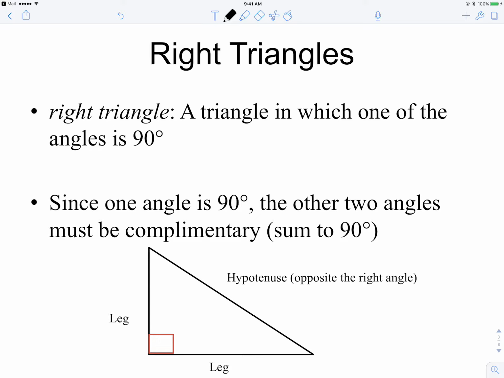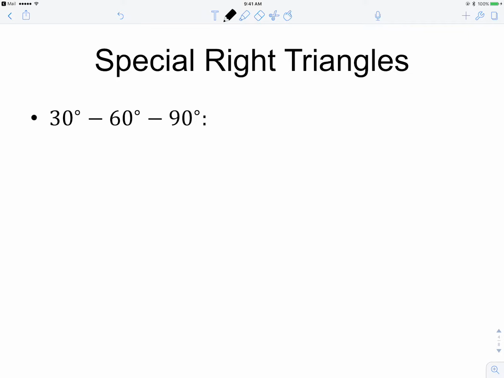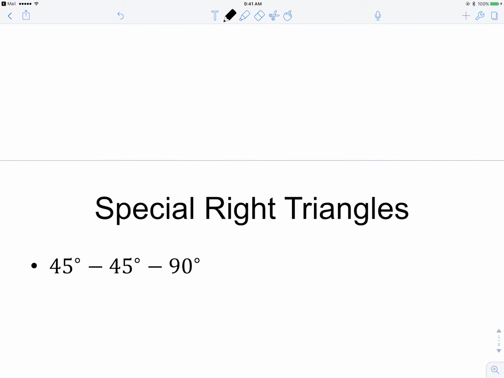Okay, so we're just doing a brief review from geometry. We have a picture of a right triangle here where the two sides that form the right angle we refer to as the legs of the triangle, and the side opposite the 90-degree angle we refer to as the hypotenuse. There are two special right triangles you should be familiar with: the 30-60-90 triangle and the 45-45-90 triangle. I'm going to show you how to derive the side lengths of those similar right triangles. Are we good so far?